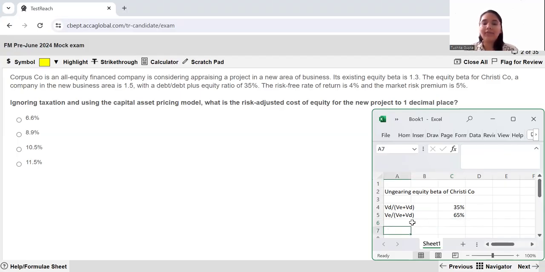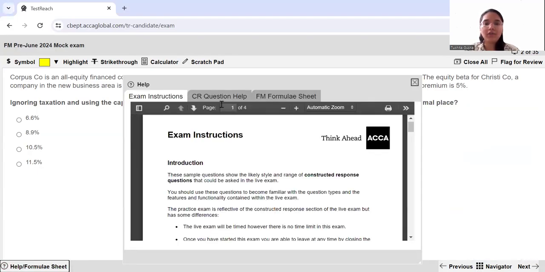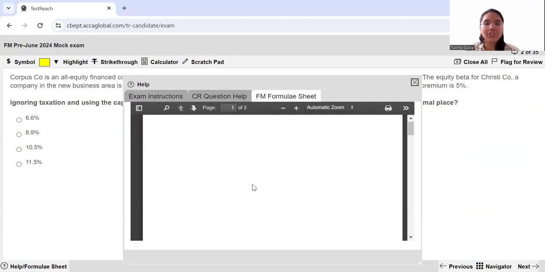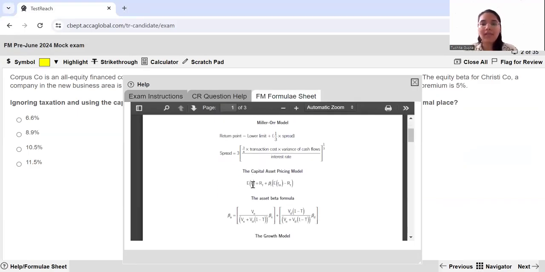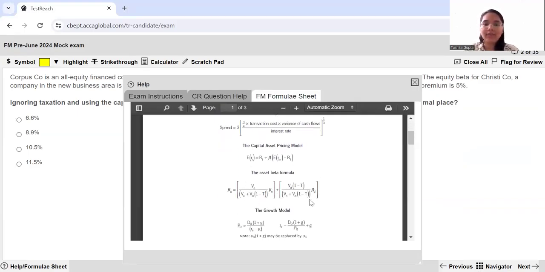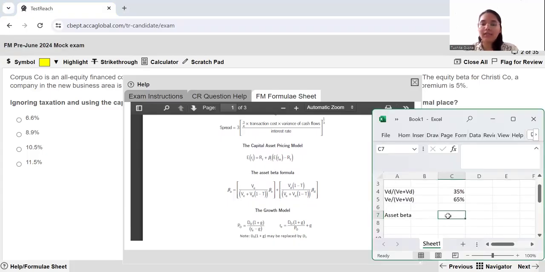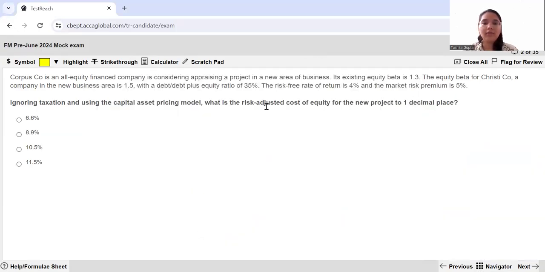Now, the next thing that we do, we find out the asset beta. How will we find out the asset beta? You also have this formula in the formula sheet. So if I just show it to you, this is your FM formula sheet. You will have all of these formulae in the exam also. This is the asset beta formula. So I can keep this open so that it gives you a better context. The equity beta is given to be 1.5.